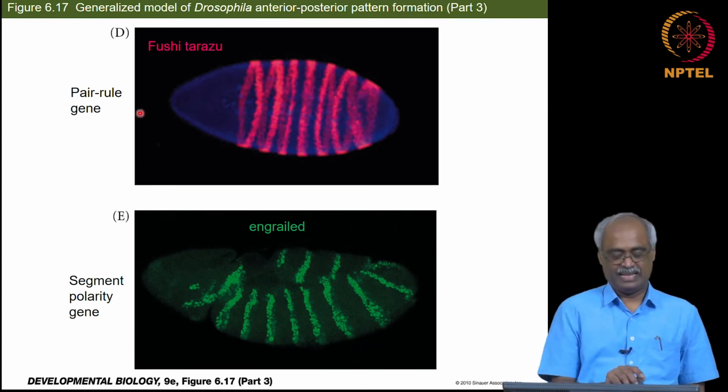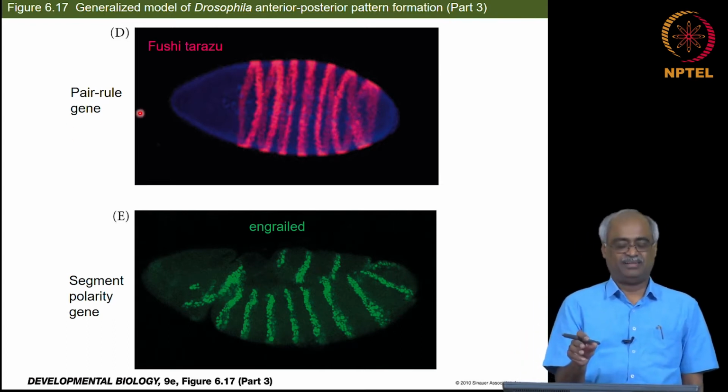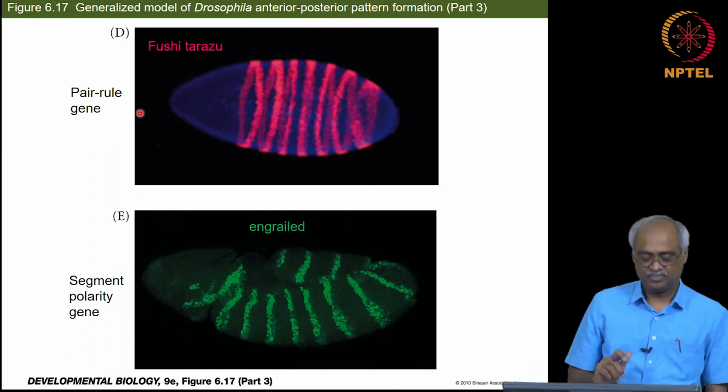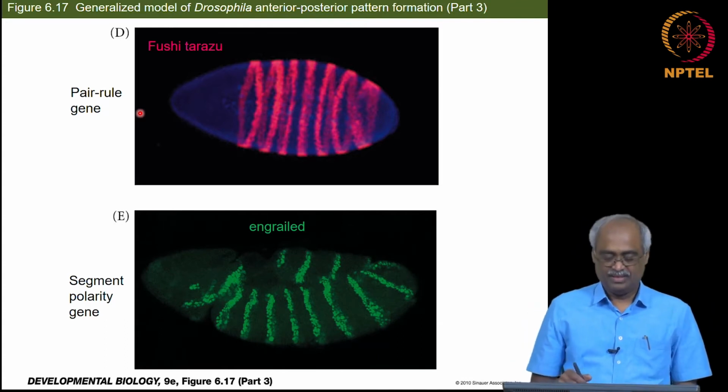Okay, this is a late pair rule gene. Pair rule genes are actually two groups, one is the early pair rule genes and the other is the late pair rule genes. Together there are 8 of them, and we will see them in detail. I think there will be a table as well.